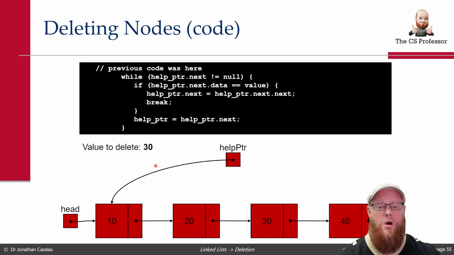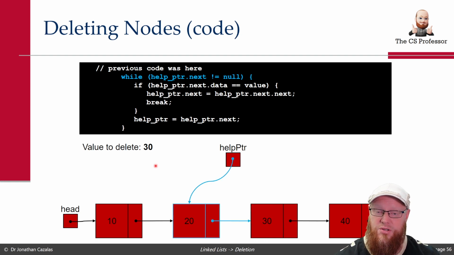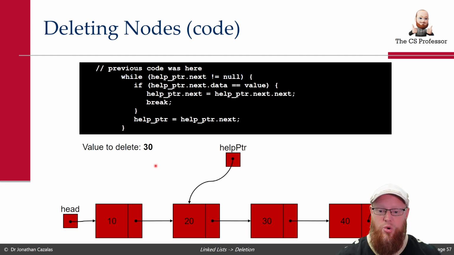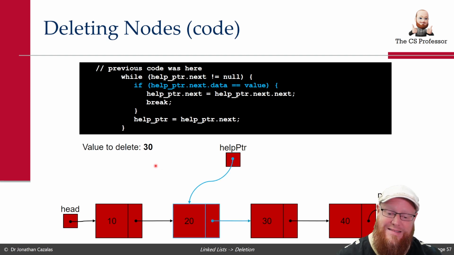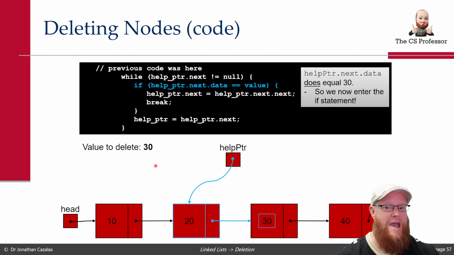We take one step down our list. We move help pointer to point over to node 20. Back at the while loop, while help pointer.next is not equal to null, this node right here, help pointer.next, 30 is not equal to null, it's an actual node. So now we're going to enter the loop, and we're going to check the if statement. If help pointer.next.data equals the value we want to delete, then we enter that if statement, and now we're ready to actually skip, or delete, bypass that node.